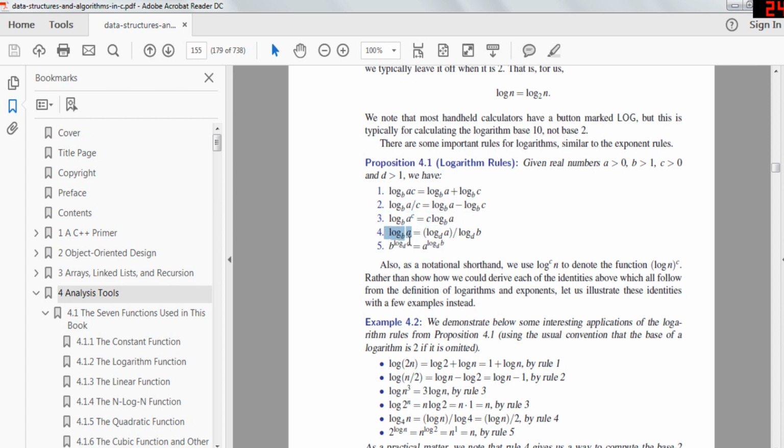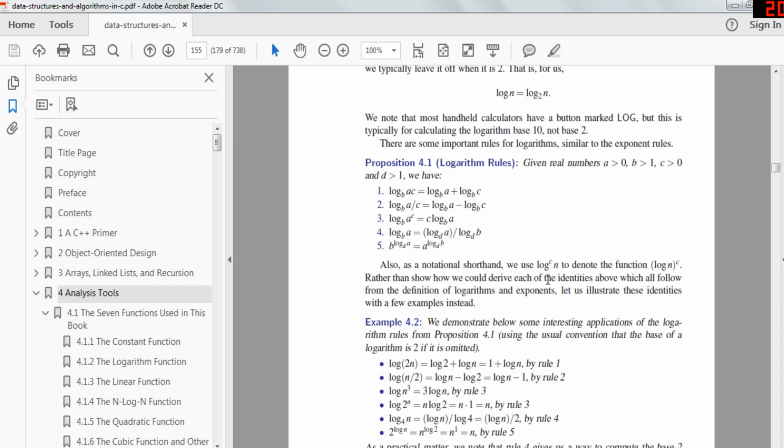If you have log base b of a, you can divide log base d of a by log base d of b and change the value of the base. You can do that because it doesn't matter which base at that point. If you have b to the log base d of a, that's very strange, but you can switch the base and the number on top, so you have a to the log base d of b.